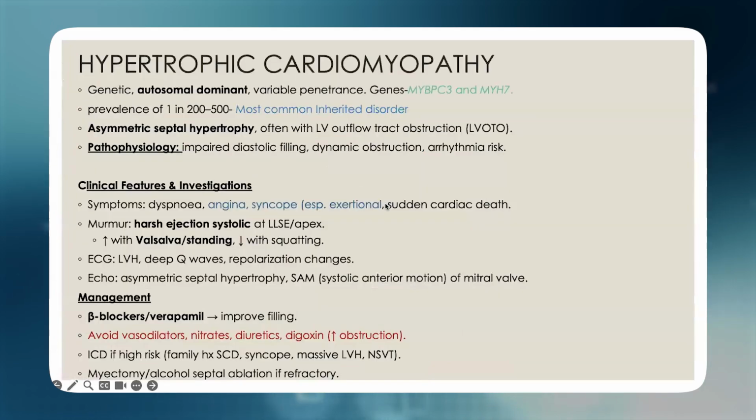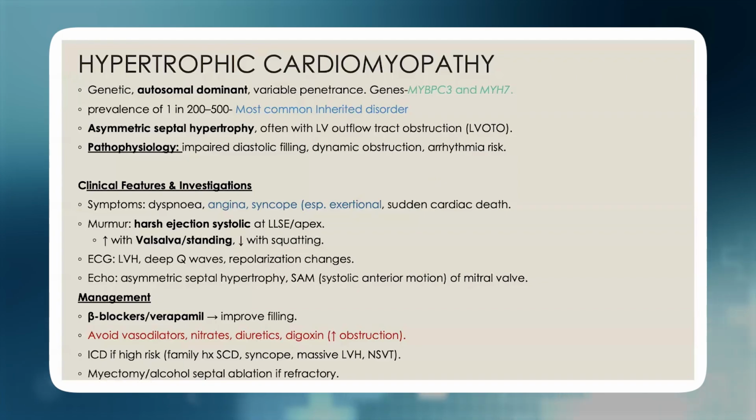Okay. Hypertrophic cardiomyopathy, I think all of you know about it. Genetic, autosomal dominant with variable penetrance. Genes are MYBPC3 and MYH7. Prevalence is 1 in 200 to 500. Most common inherited disorder. Asymmetric septal hypertrophy is the most common phenotype, but there can be other phenotypes. I am coming to it. Often with LV outflow tract obstruction. Pathophysiology is impaired diastolic filling, dynamic obstruction, and arrhythmia risk.